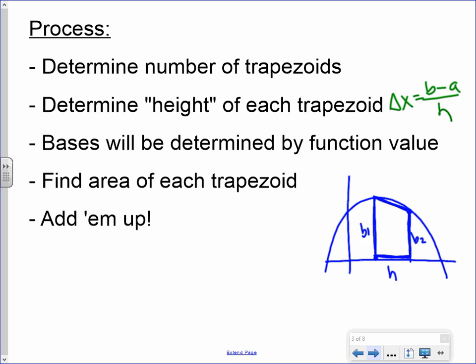I'll draw you a picture there so you can visualize what those trapezoids are going to look like. We like regular isosceles trapezoids, that's what we think of. But it doesn't have to be isosceles to be a trapezoid. What's going to happen is one of those sides is going to sit on the x-axis, and that's going to be our height. And the bases are different lengths based on the function value. So we're going to have to find the area of each of our trapezoids, add them up, and we have our area.